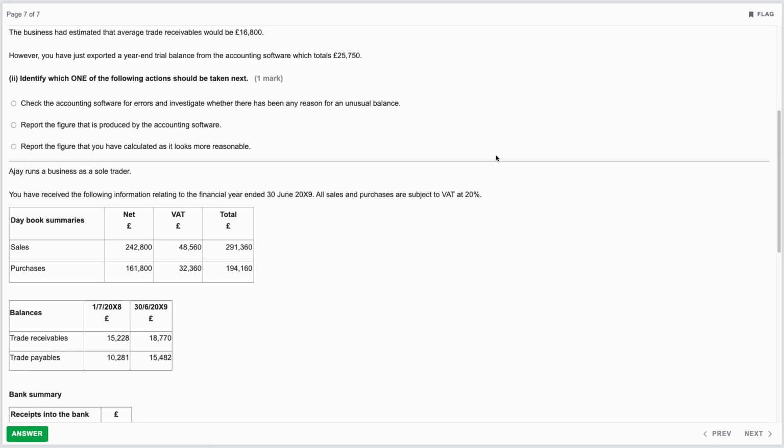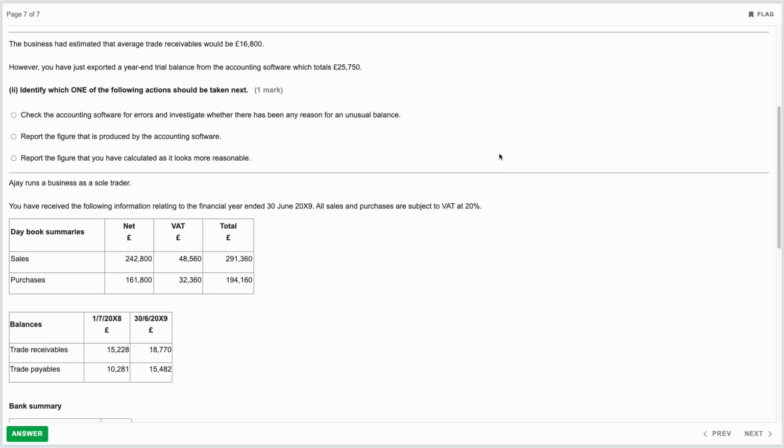Okay, scrolling down then. So the business had estimated that average trade receivables would be 16,800. However, you have exported a year-end trial balance from the accounting software, which totals 25,750, so quite a bit higher than what they were expecting. Identify which one of the following actions should be taken next.